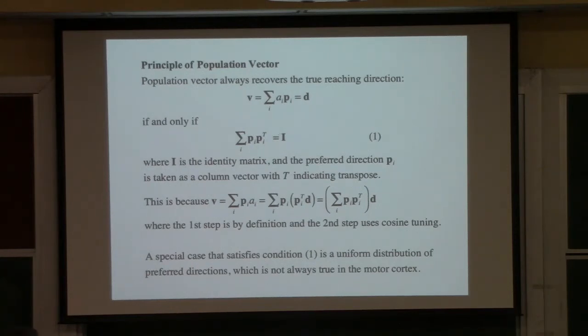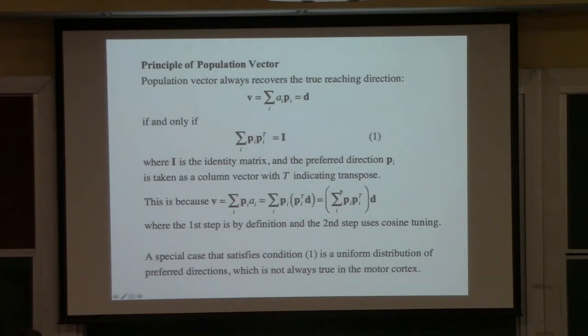To see why is very easy. By definition, the population vector is a weighted average of the preferred directions based on activity. You can write it this way because A is a scalar; you can move it to the front or back, it doesn't matter. Because the activity, with cosine tuning, is equal to the dot product between the preferred direction and the actual reaching direction, P and D. So you write it this way: the transpose is a row vector times a column vector. Just as in MATLAB, we assume every vector is a column vector by default. So this is the dot product.